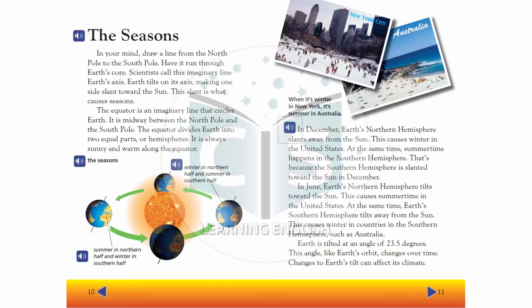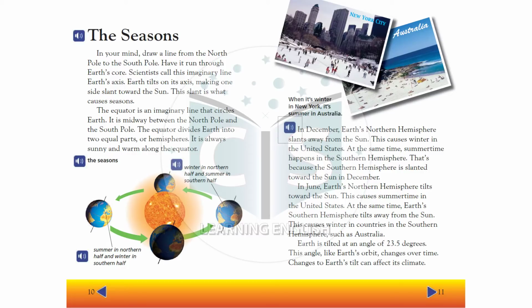In June, Earth's northern hemisphere tilts toward the Sun. This causes summertime in the United States. At the same time, Earth's southern hemisphere tilts away from the Sun. This causes winter in countries in the southern hemisphere, such as Australia.